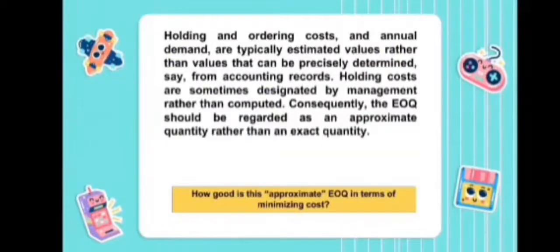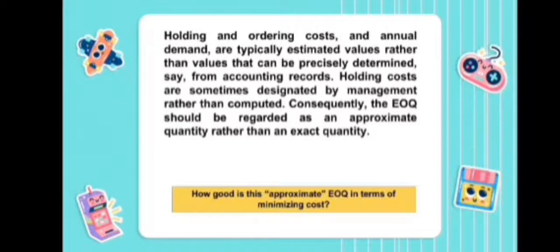So holding and ordering cost and annual demand are typically estimated values rather than values that can be precisely determined, say from accounting records. Holding costs are sometimes designated by management rather than computed. Consequently, the EOQ should be regarded as an approximate quantity rather than an exact quantity. So to the question, how good is this approximate EOQ in terms of minimizing cost? The answer is that EOQ is fairly robust.